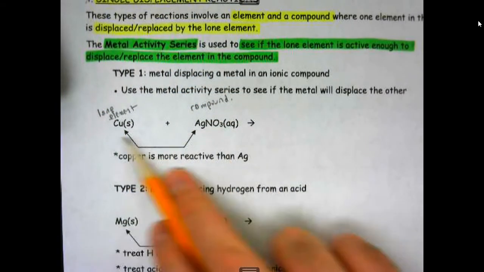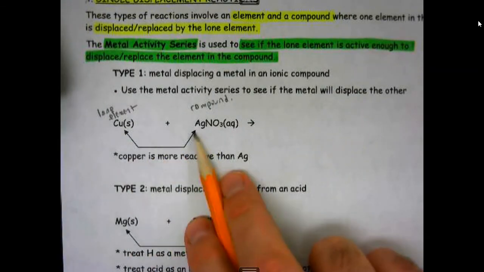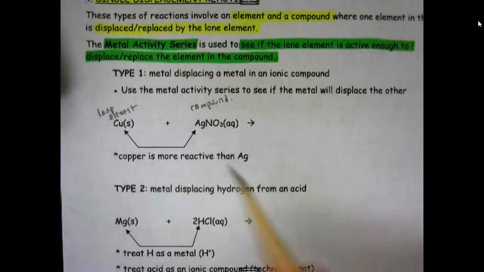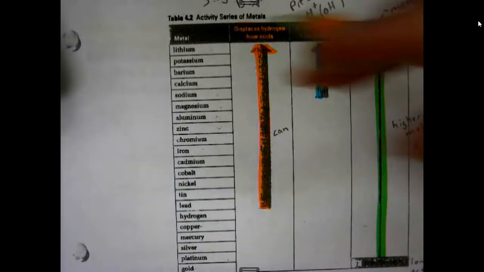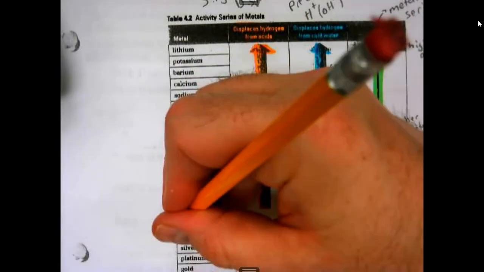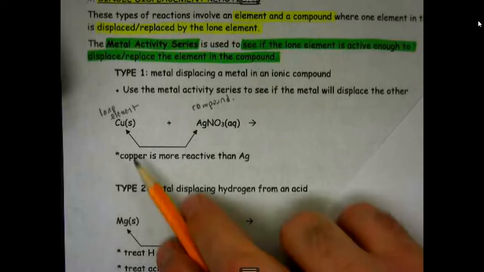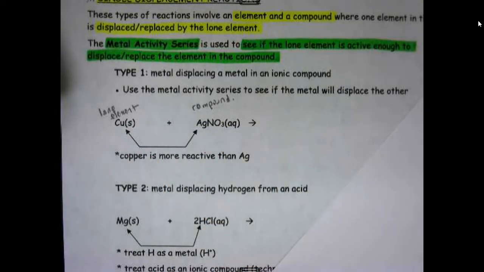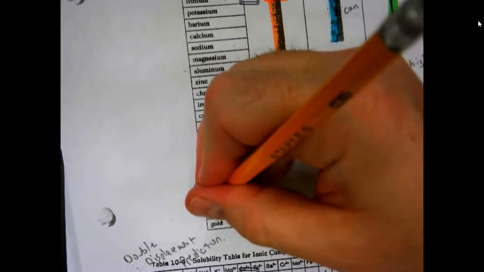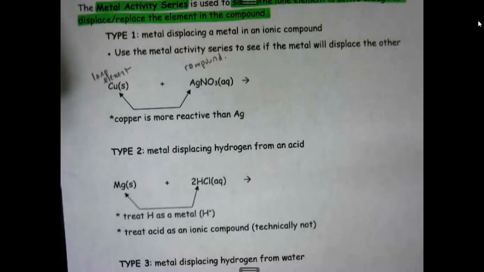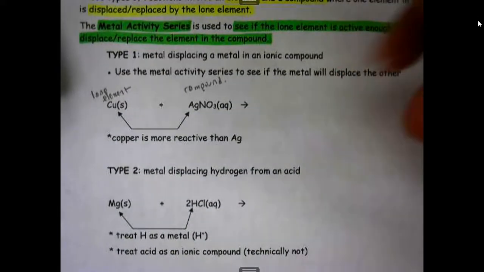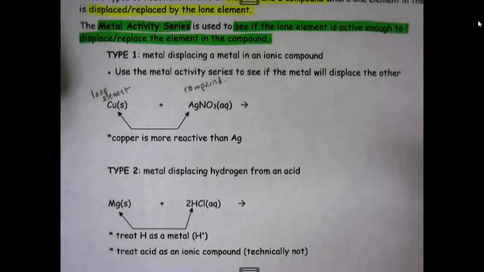And we're going to look at the metal activity series, and we're going to see if copper can displace the other metal. So then we go to our metal activity series, and we're going to look for aluminum, and we look for copper. All right, so we see that copper is here, and silver. Ooh, my bad. Silver is here. So copper is higher up than silver. So copper is going to be able to displace silver from the compound.